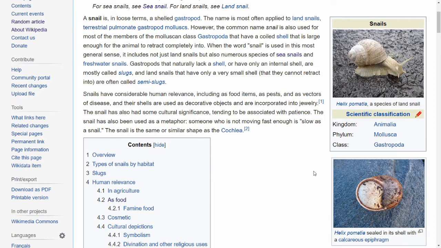Snails have considerable human relevance, including as food items, as pests, and as vectors of disease. And their shells are used as decorative objects and are incorporated into jewelry. The snail has also had some cultural significance, tending to be associated with patience. The snail has also been used as a metaphor. Someone who is not moving fast enough is slow as a snail. The snail is the same or similar shape as the cochlea. Is that how you say it?